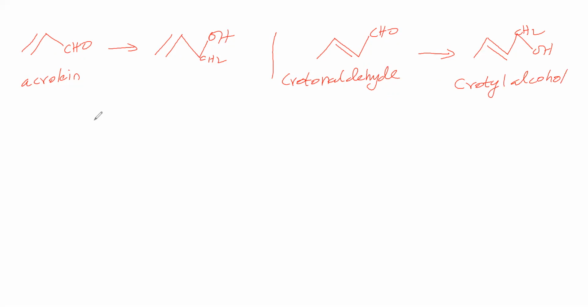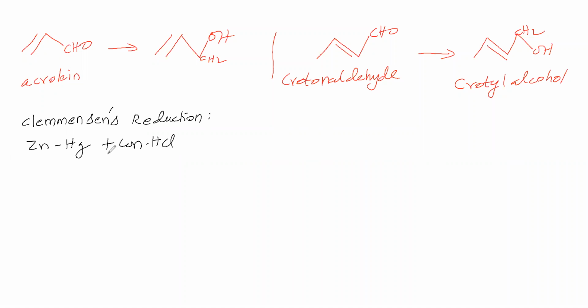Next naming reaction is Clemmensen reduction. In the Clemmensen reduction, the reagent is zinc amalgam and concentrated HCl, which is the reducing agent. Amalgam means mercury is there: zinc amalgam plus concentrated HCl.